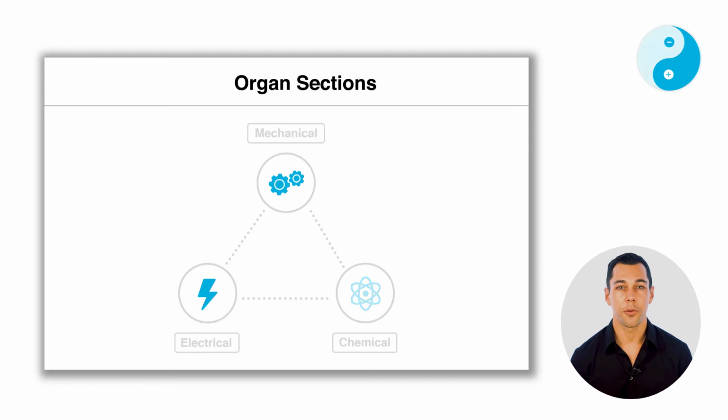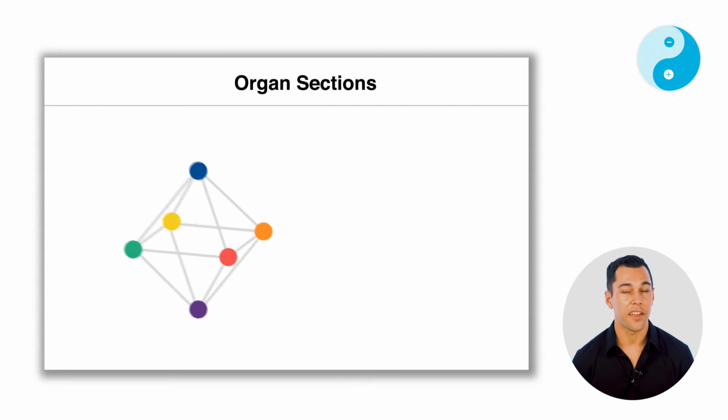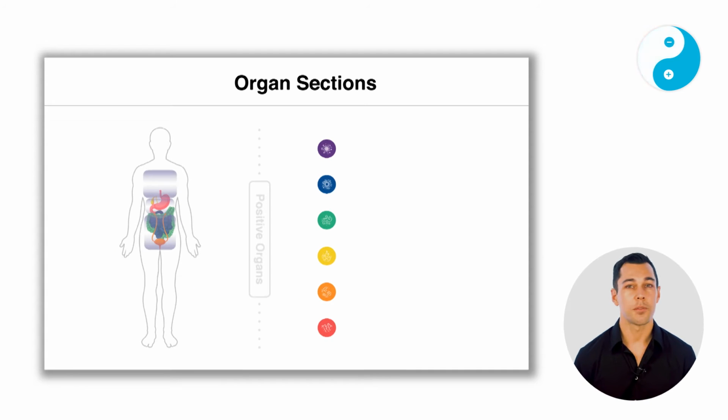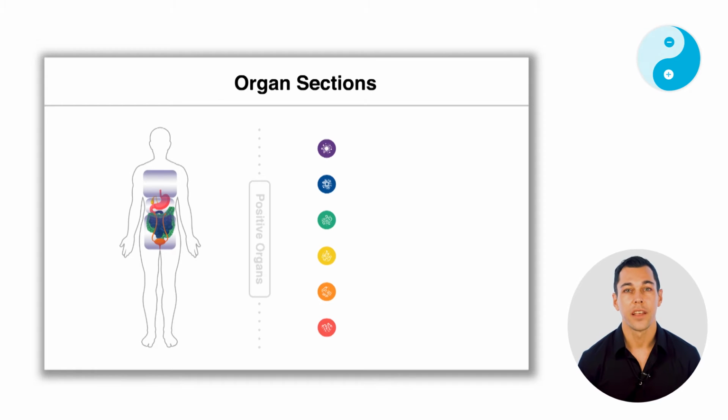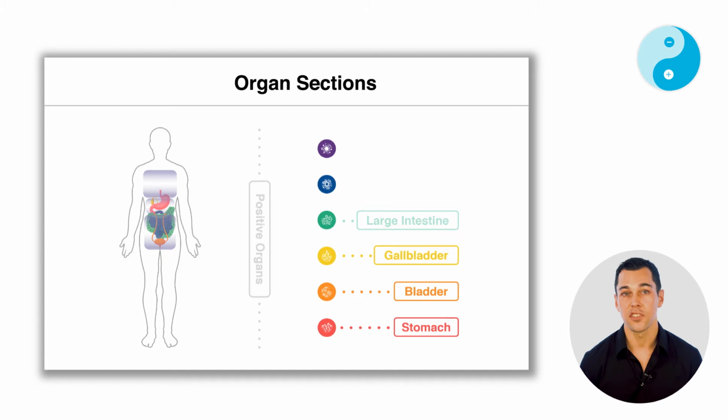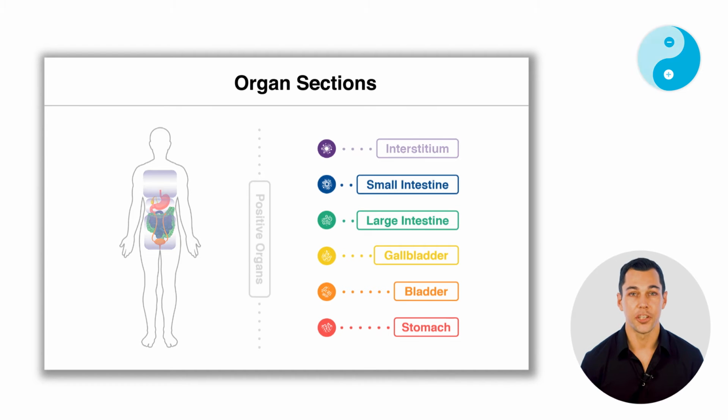As you may remember from the last episode, this aspect of the body relates primarily to the organs and their functions. If you haven't yet seen episode 1 about the Trinity, then I would recommend checking that out as soon as you can. The positive organs of the body are generally associated with the digestion and storage. They include the stomach, bladder, gallbladder, large intestine, small intestine, and interstitium.